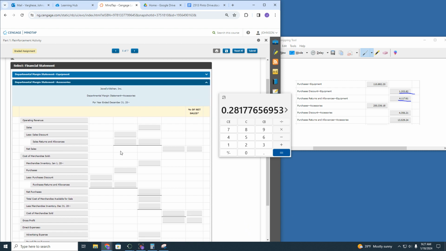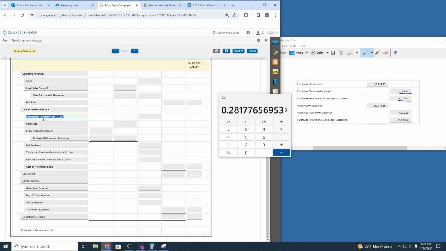All right, so remember, this beginning merchandise inventory is going to come from the GL. This ending merchandise inventory is going to come from the adjusted trial balance. Net sales minus cost of merchandise sold equals gross profit. Gross profit minus total direct expenses equals your departmental margin. Everything is divided by net sales, so this should be 100% of itself, and then everything else is divided by net sales to get your percentages round to the 10th.